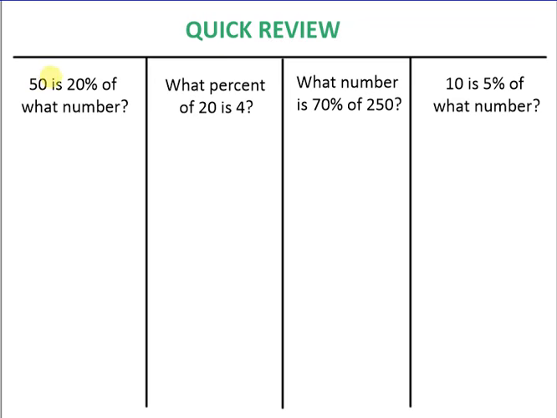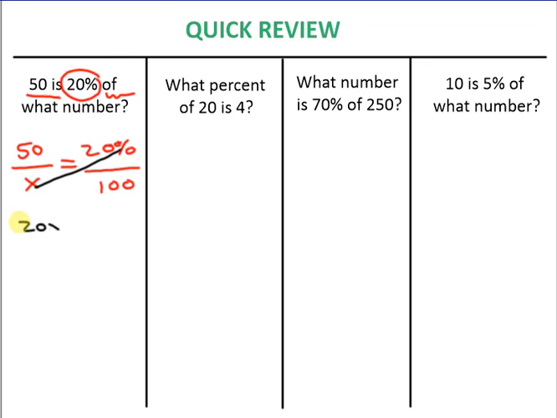So 50 is 20% of what number? So we're going to have 50 over x equals 20 over 100. Okay, so we have x times 20, which is 20x, equals 50 times 100, which is going to be 5,000.